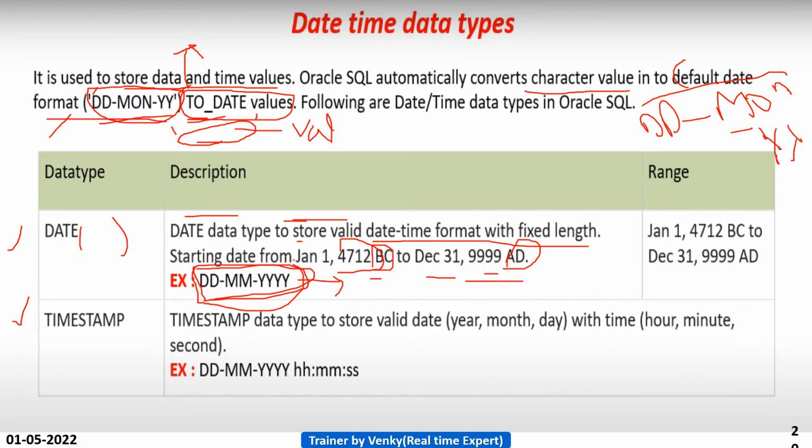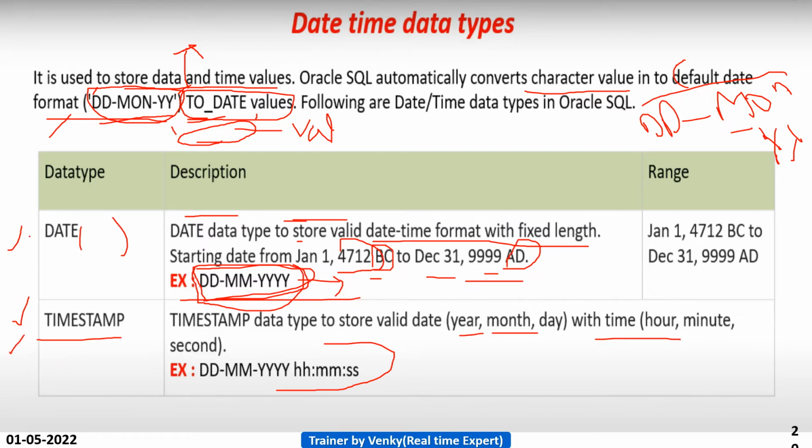The date data type is used to store only date. The timestamp data type is used to store a valid date, year, month, day, along with the time. Timestamp is used to store date and time both, and date is used to store only date. Clear guys? Why do we use date and why do we use timestamp?